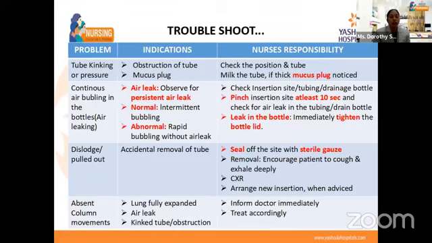Another scenario where the nurse has to troubleshoot is absence of column movements. In this, you should know why the column movements are absent. Maybe it is because the lung is fully expanded, maybe because of an air leak or kinked tube or obstruction. So as I said in the previous slide, the nurse should check the insertion site, the tubing, and the drainage bottle, inform the doctor immediately, and treat accordingly.